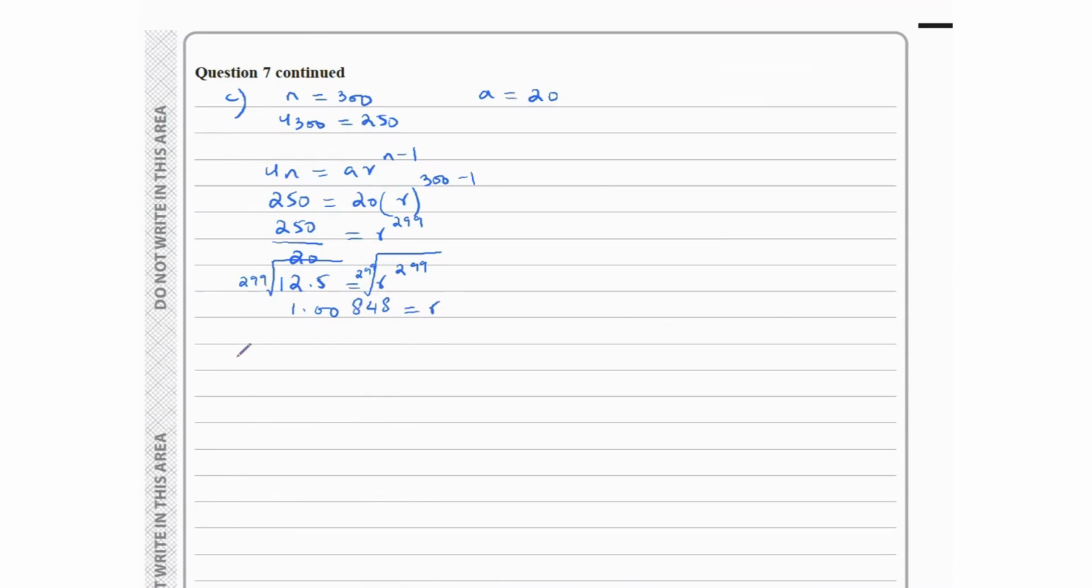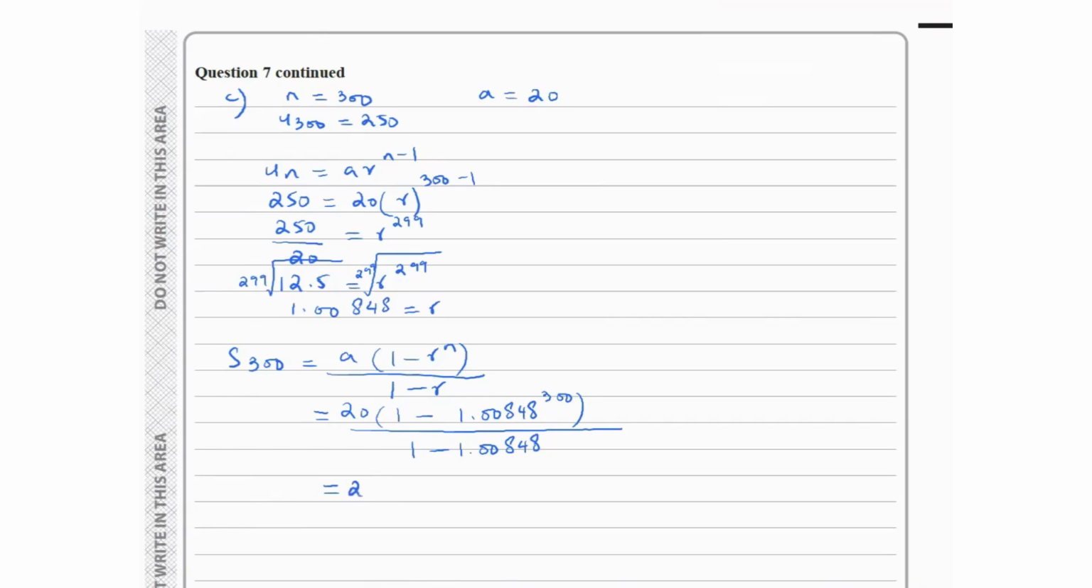for the ratio. So for the sum of the 300 terms, A times 1 minus R to the power of n over 1 minus R. So that's going to be 20 times 1 minus 1.00848 to the power of 300 over 1 minus 1.00848. That gives us a value of 273.62.948.